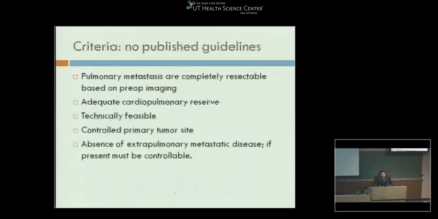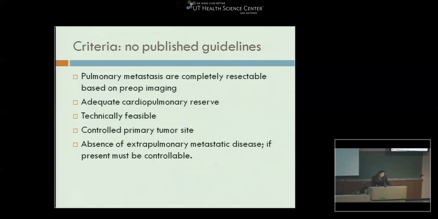There aren't really any published criteria, but these are more or less the criteria by which most centers go: you have to make sure that the lesion is going to be completely resectable, at least by imaging. You have to make sure the patient, of course, has adequate pulmonary reserve, cardiopulmonary reserve after you do your resection, that it's technically feasible, that there are no other sites of metastases, and you are able to control the primary site.